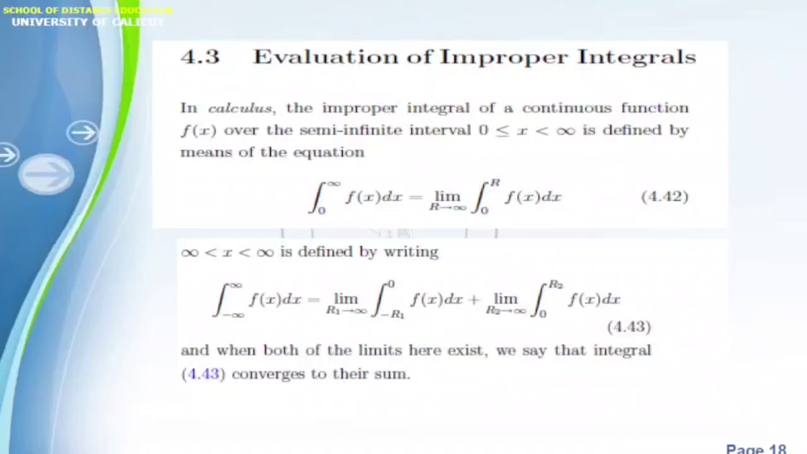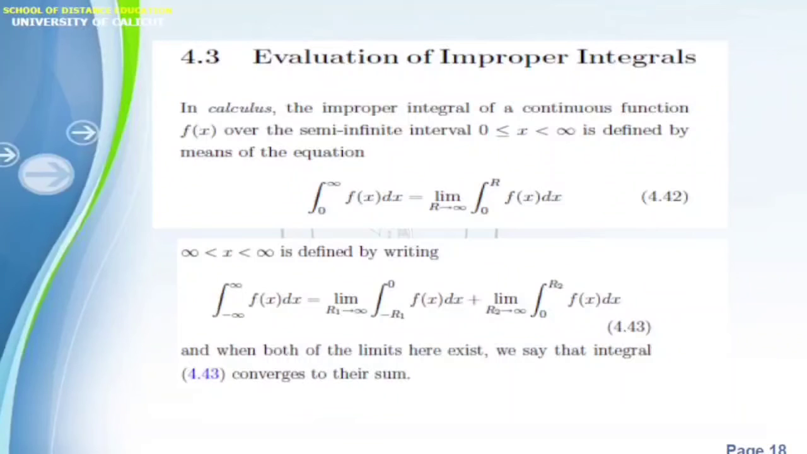Evaluation of improper integrals. The improper integral of a continuous function f of x over the semi-infinite interval 0 less than or equal to x less than infinity is defined by the equation integral 0 to infinity f of x dx is the same as limit r tends to infinity integral 0 to r f of x dx, where x lies between minus infinity to plus infinity.